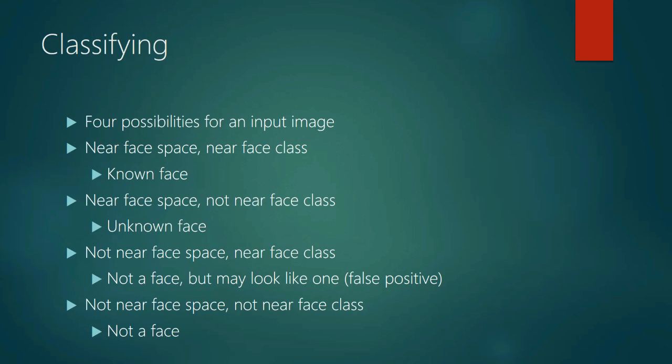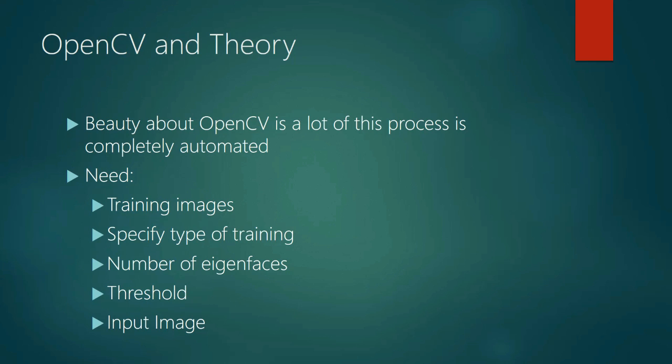The input image can have four possibilities. Either it is near the face space and near the face class, in which case it is a known face. If it is near the face space but not near the face class, then it is a face but an unknown face. If it is not near the face space but near the face class, it is not a face but may look like one, thus it will count as a false positive in our implementation. And if it is not near the face space and not near the face class, then the algorithm does not consider it as a face and thus removes it completely.